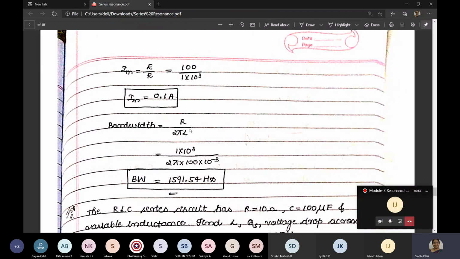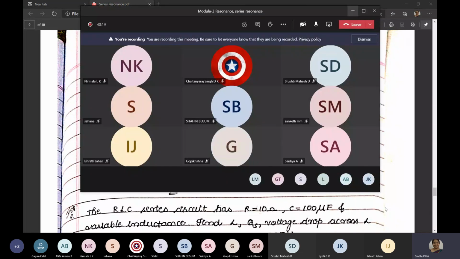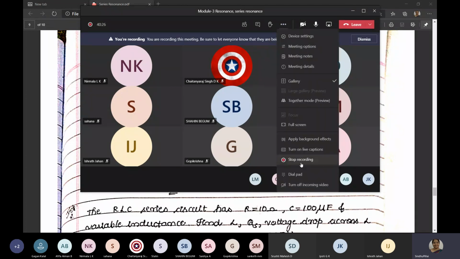They may ask for 5 to 6 marks, depending upon the data given; you have to substitute and find the different parameters. In series resonance, the importance is for derivations.